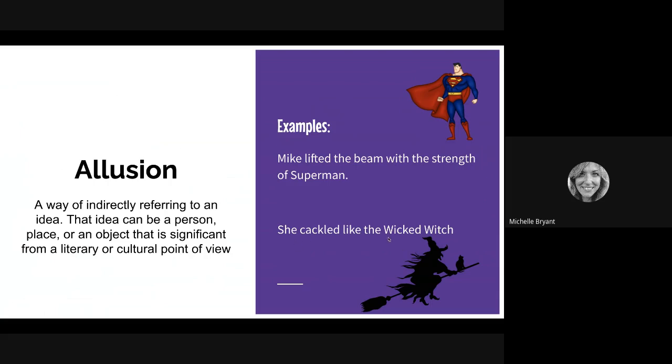She cackled like the Wicked Witch. Right? The Wicked Witch is in The Wizard of Oz. She's also in the novel The Wizard of Oz. So that would be another example of an allusion to a well-known literary or book or movie character.